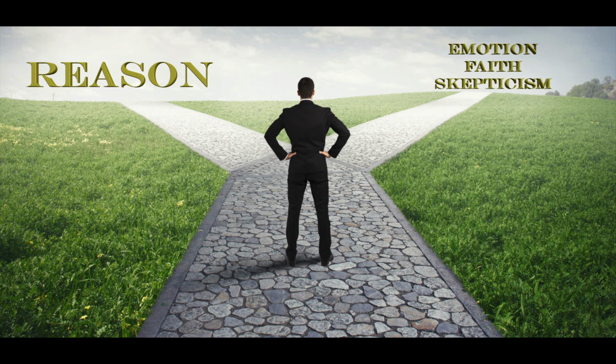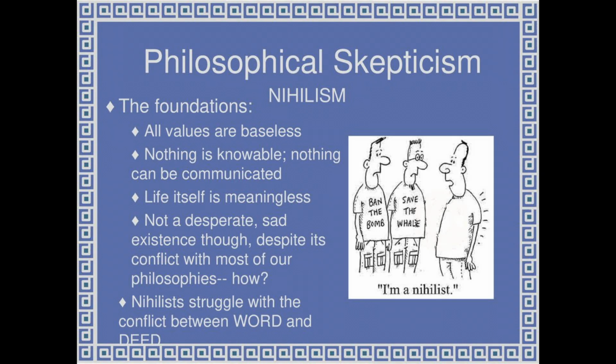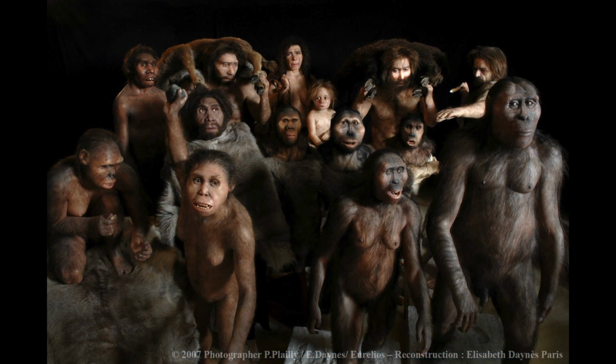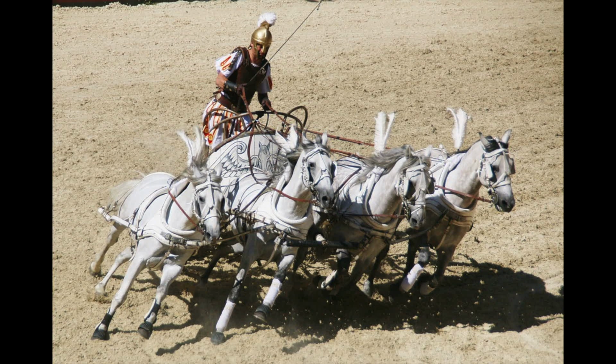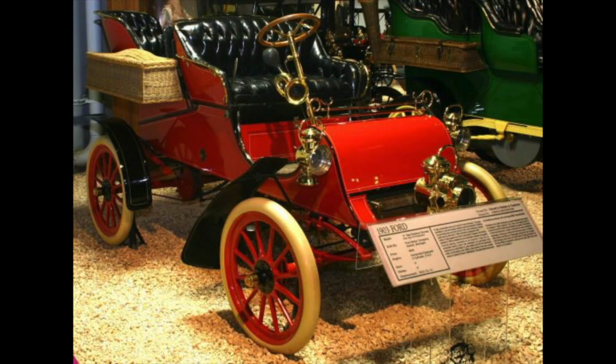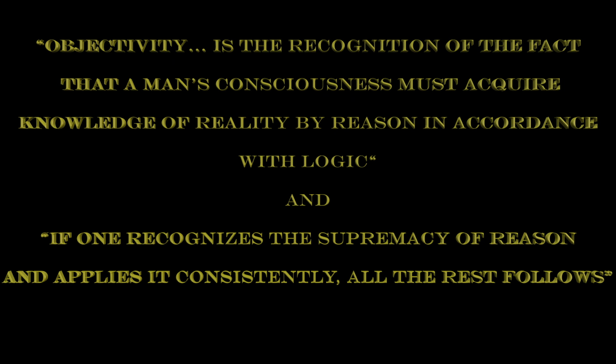Without the supremacy of reason as an ideal, man is forced to choose between an ideology where only an invisible non-entity can tell you what is true, or an ideology that states that nothing you know can ever be true. By knowing what man is, by knowing how man receives sensational data, we can conclude that man's survival and success is based on the level to which he applies and prioritizes reason. Objectivity is the recognition of the fact that a man's consciousness must acquire knowledge of reality by reason in accordance with logic. And if one recognizes the supremacy of reason and applies it consistently, all the rest follows.